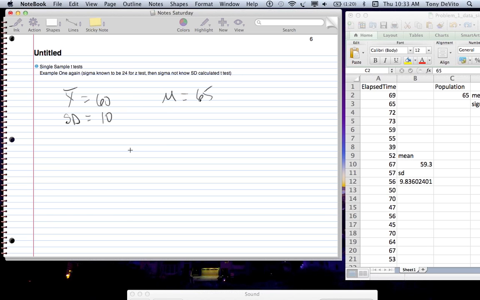Okay, so I want to compare these two. So I look at my X bar and my standard deviation. One way I could look at this is I could do my confidence interval here, couldn't I? I could say, well, standard deviation is 10. The standard error for a sample size, what was the sample size again? It was 20, right? Standard error for this is going to be equal to standard deviation over the square root of 20, right?